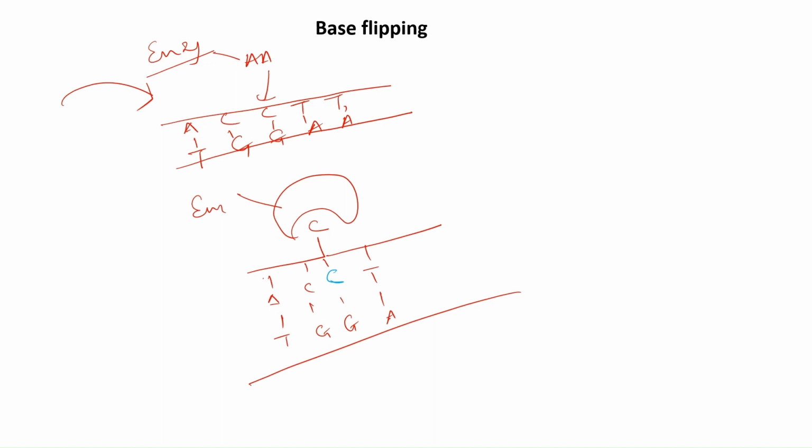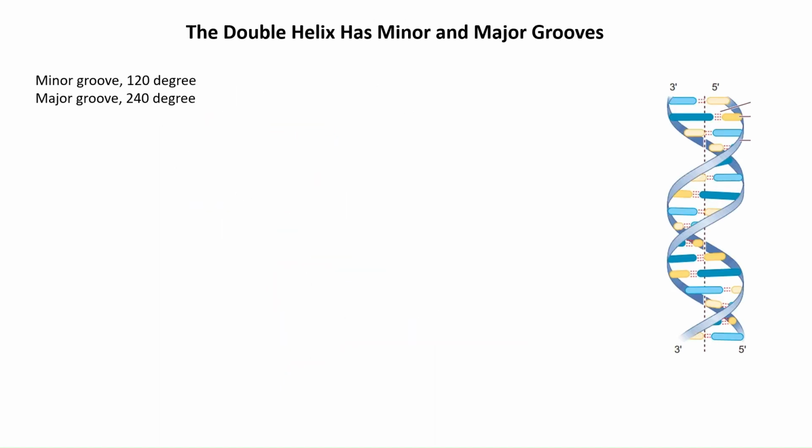So this phenomenon is known as base flipping. Now, the DNA double helix has minor and major grooves. As in the last slide we studied, this is a minor groove. This side is the major groove. The minor groove is approximately 120 degrees. The major groove is approximately 240 degrees.